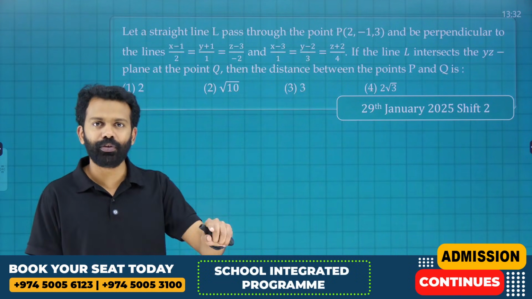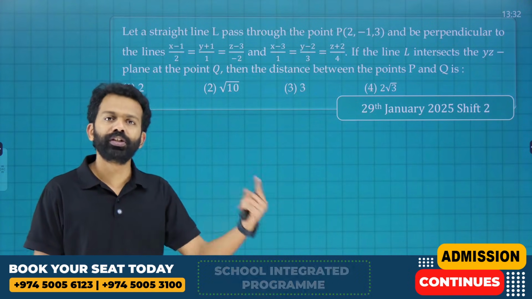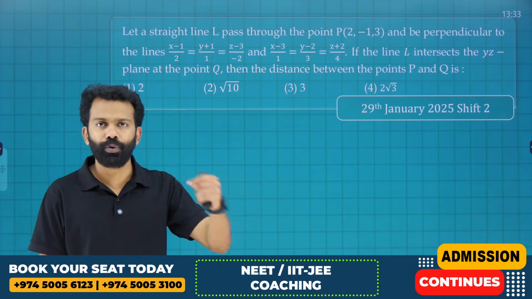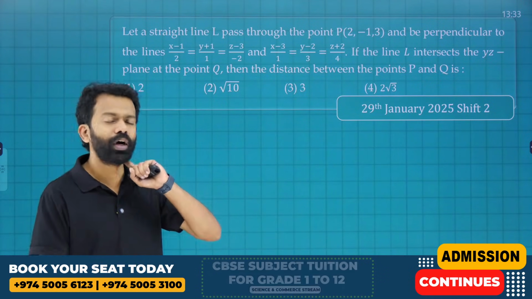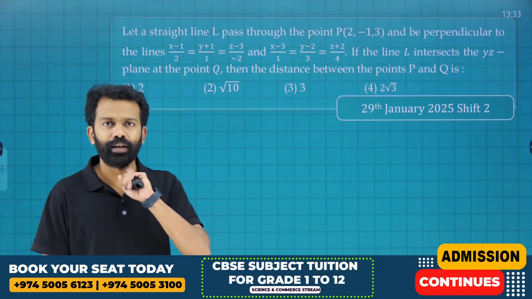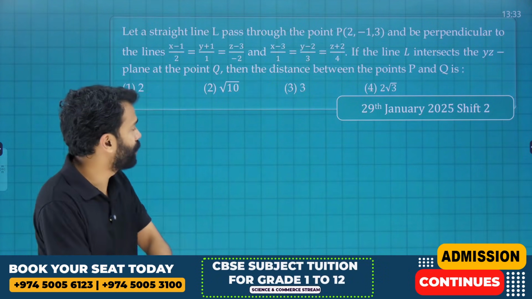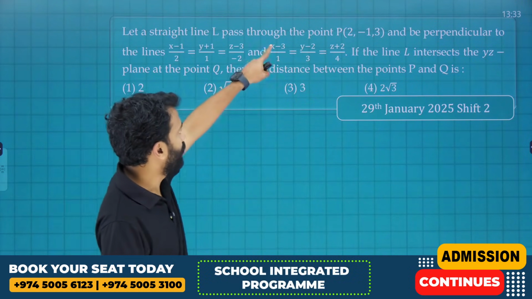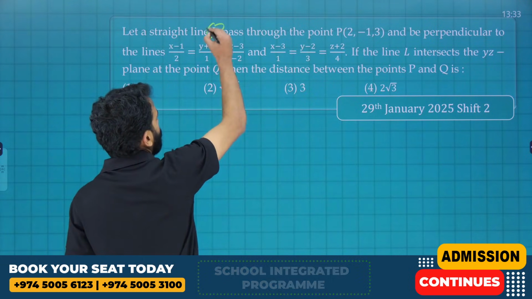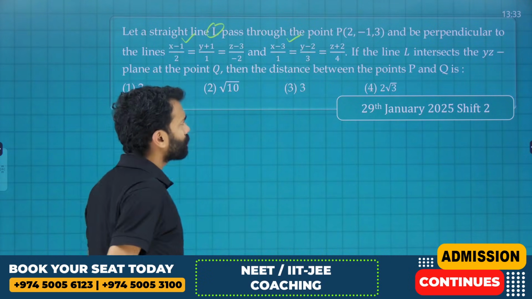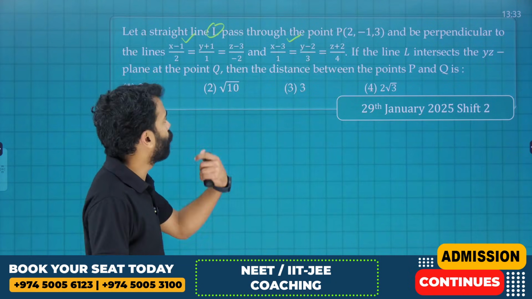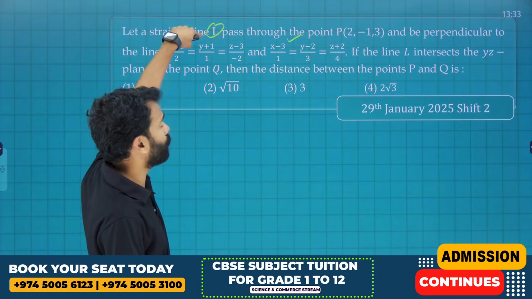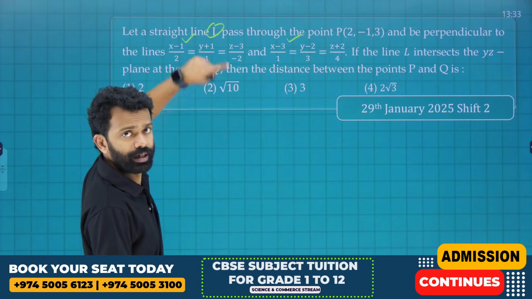In order to formulate the equation of line L, we need to know a point through which the line L passes and the direction ratios proportional to the line L. First, we need to formulate the direction ratios. We know that line L is perpendicular to these two lines, so we need to find direction ratios which are perpendicular to both lines. Therefore, it will be parallel to the cross product of these lines, and thereby we will get the direction ratios.